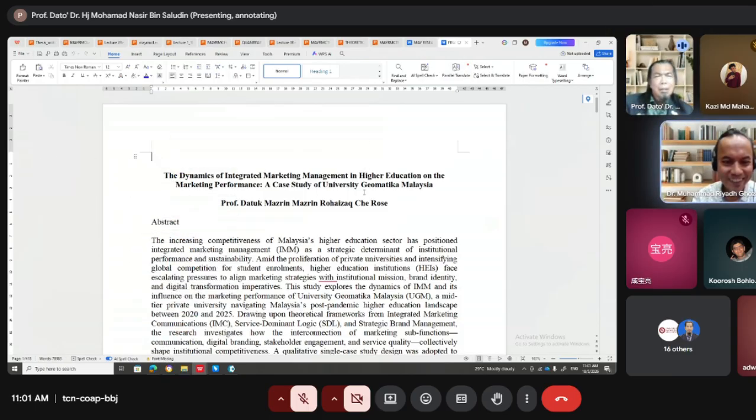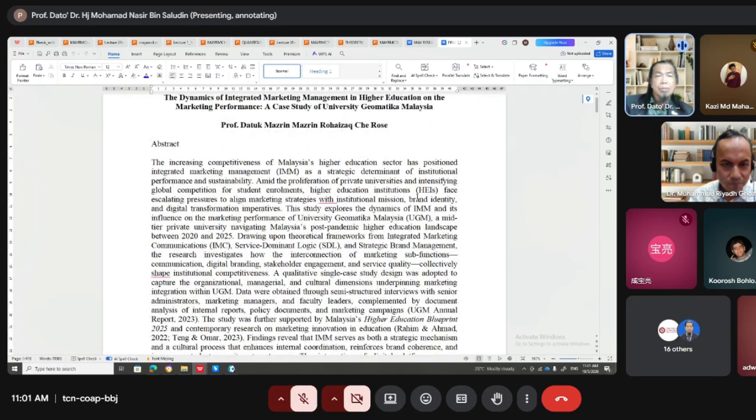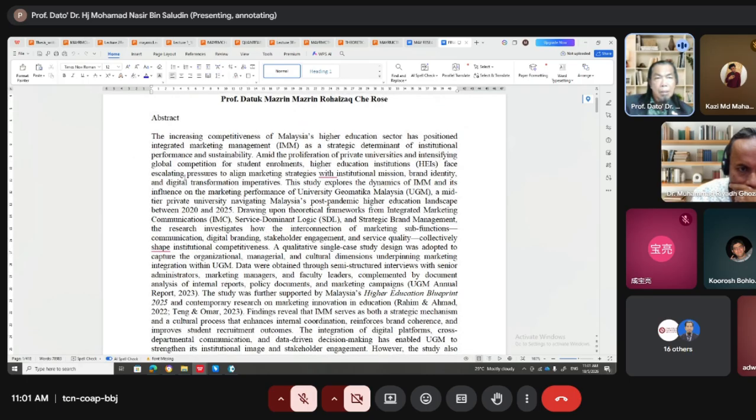His thesis is on the dynamic of integrated marketing management in higher education on the marketing performance. He wants to relate integrated marketing management in higher education to its impact on marketing performance. The case study is in Geomatica, using the qualitative method. This is the abstract, a very good abstract from him. I read this abstract. You also can read the abstract.